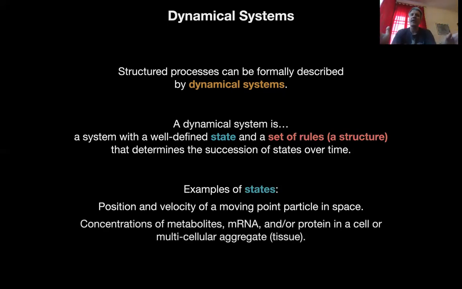But the state of dynamical systems could also be concentrations of metabolites or mRNA and protein in a cell, or even in a multicellular aggregate, a tissue. So these are gene regulatory network models or metabolic models. Or obviously you could study, using dynamical systems theory, allele frequencies in a population. So population genetics uses dynamical systems as well, sometimes in beautiful ways, by the way.